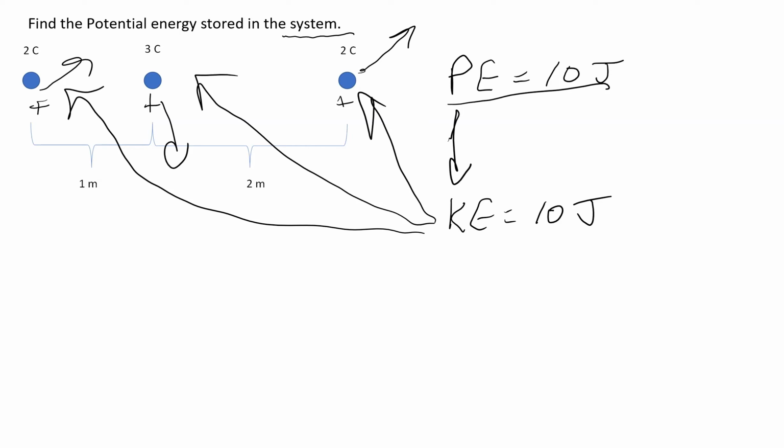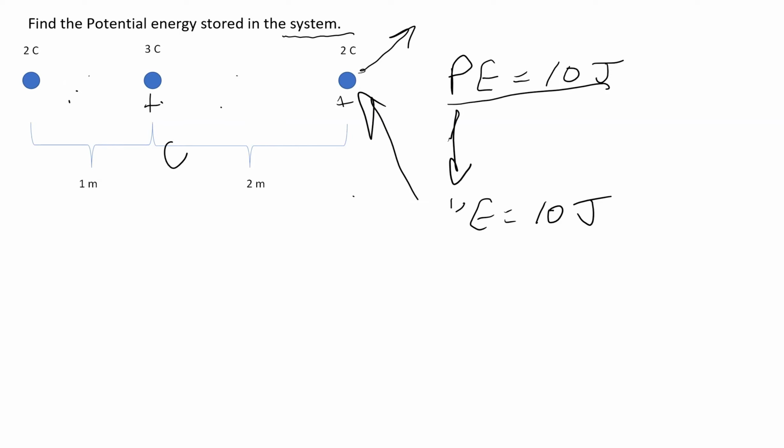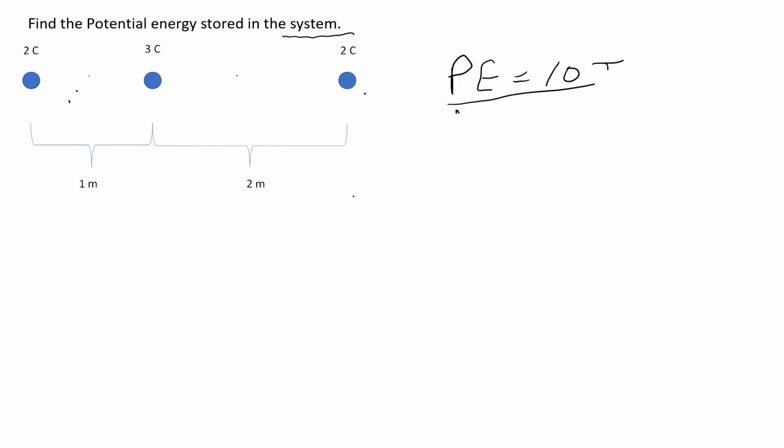That's the end game. Before we can get there, though, what we first want to do is figure out how we get that number in the first place. How do we figure out the potential energy of the system instead of just making up a number and saying it's 10 joules? Let's calculate it.